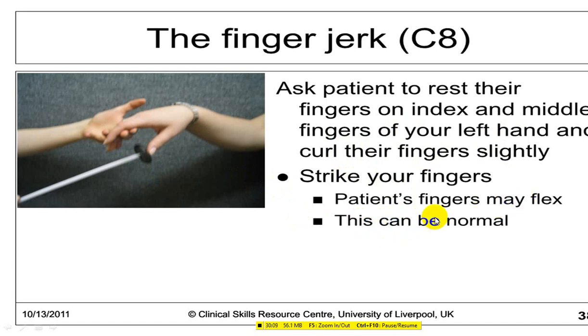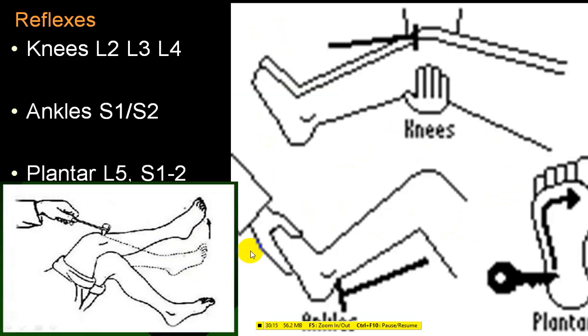This can be normal, but it will be exaggerated in a person who has upper motor neuron. We call it the finger flexion test. As far as the knee jerk is concerned, we have also shown you the Wartenberg test and the Hoffman test.